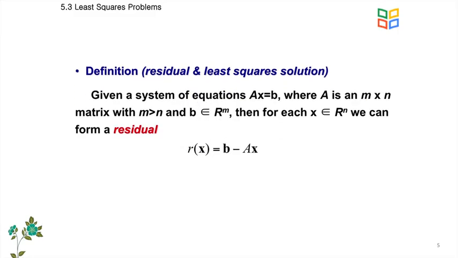So the definition: residual and least squares solution. Given a system of equations Ax equals b, where A is an m by n matrix with m greater than n, so this is an overdetermined system, and b belongs to Rm. Then for each x belonging to Rn, we can form a residual r(x) equals b minus A times x.